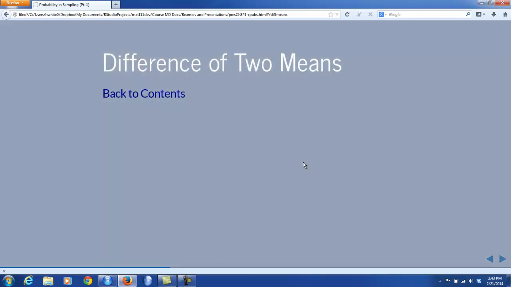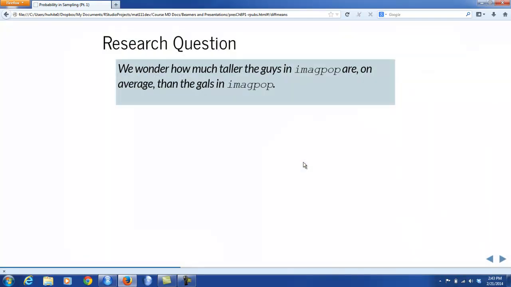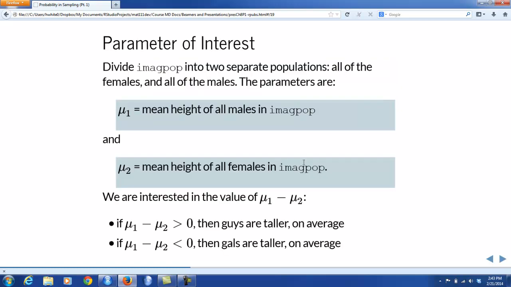How about the difference of two means? A typical research question would be wondering how much taller the guys in MatchPop are, on average, than the gals in MatchPop. Now, to investigate this question, although there is one MatchPop population, you really need to subdivide it into two separate populations. You need to look at all of the females in MatchPop and all the males in MatchPop. That's two populations. So the relevant parameters are mu1, the mean height of all males in MatchPop, and mu2, the mean height of all females in MatchPop.